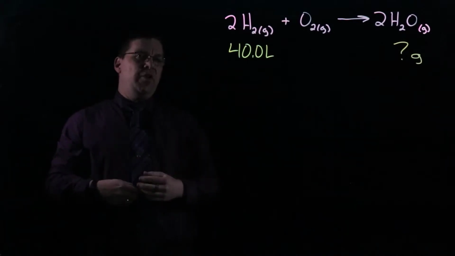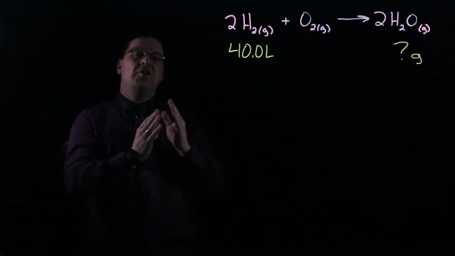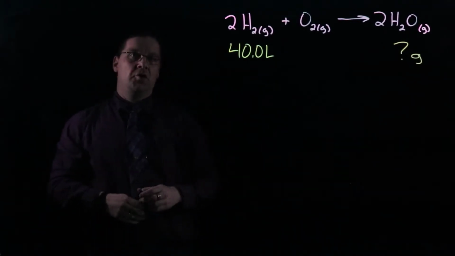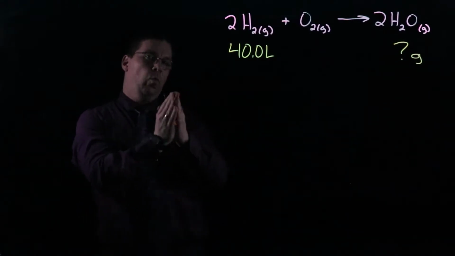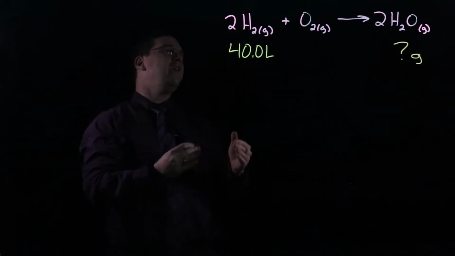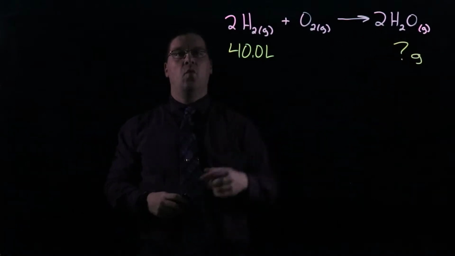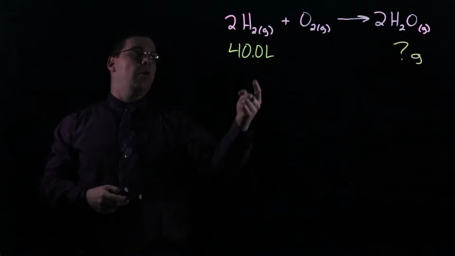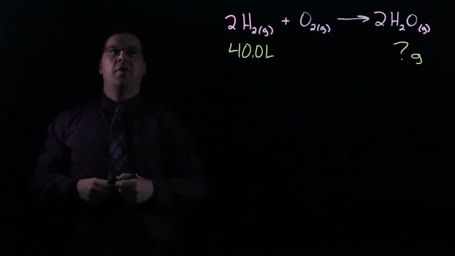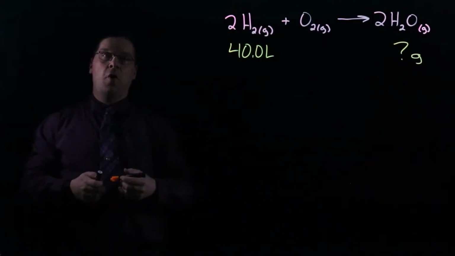So the first thing that we need to do is carry out a series of conversions, and we're going to work our way stepwise from one unit to the next until we get to units of grams of water. We first have to start with what we're given, which is liters of hydrogen. So we're going to start with the volume in this case.